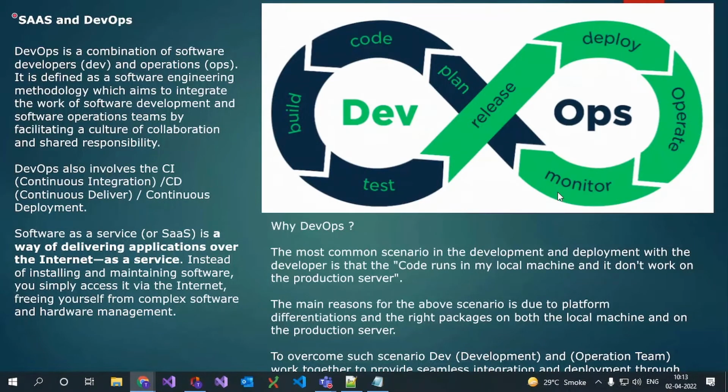So just remember this: plan, code, and after coding the build is done. Once the build is done and deployed to the test server, the testers test the applications, then the release is done, it is deployed on the production server, operations functionality is done, and then continuous monitoring is done. Fine.